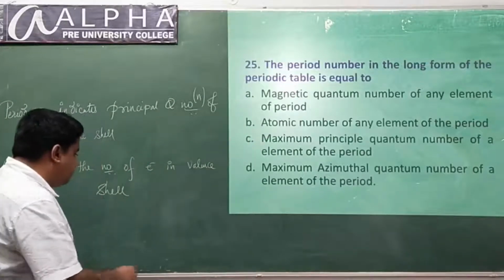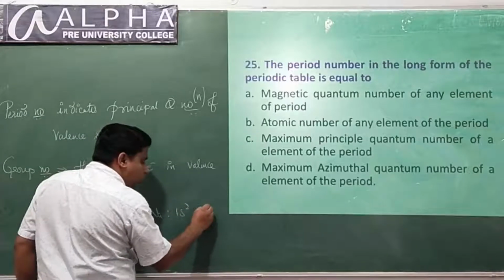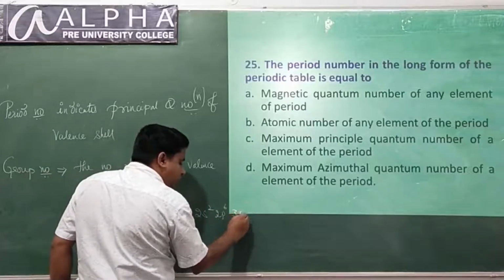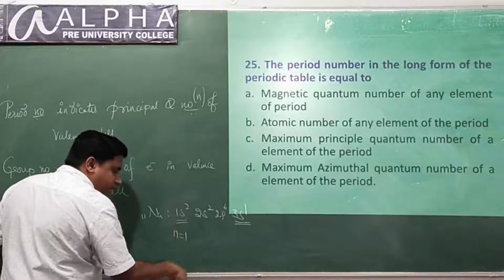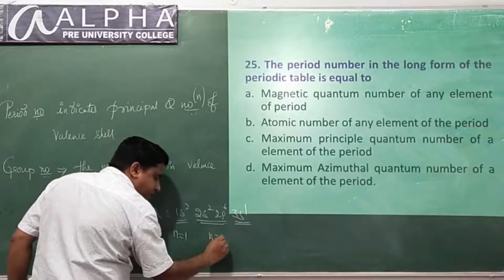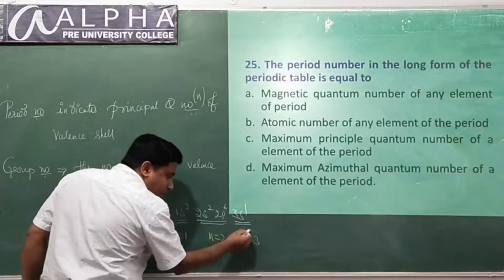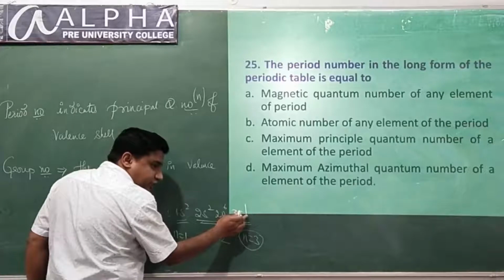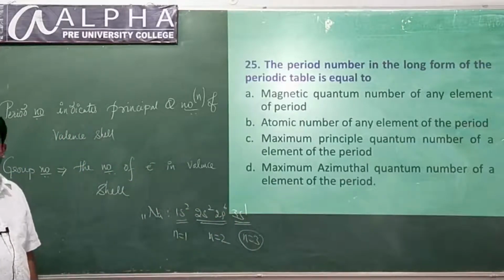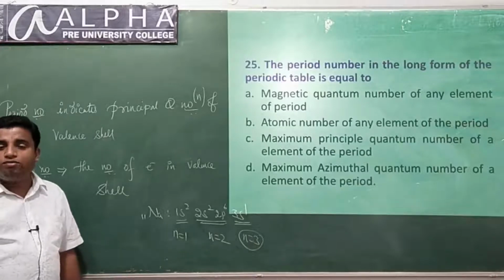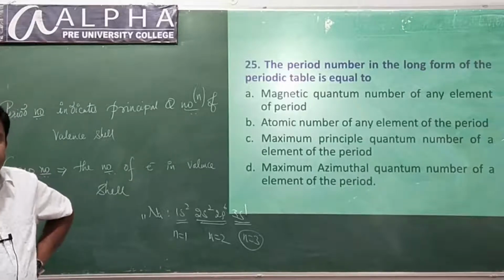If I take sodium, atomic number 11, its electronic configuration is 1s2, 2s2, 2p6, 3s1. Look here, this is the valency shell. For the first shell, the principal quantum number is 1. For the next shell, the principal quantum number is 2. For this shell, the principal quantum number is 3. The principal quantum number is maximum for the valency shell, and this principal quantum number is nothing but the period number. So the period number in the long form of the periodic table is equal to the maximum principal quantum number.